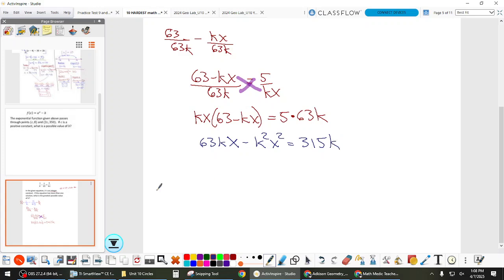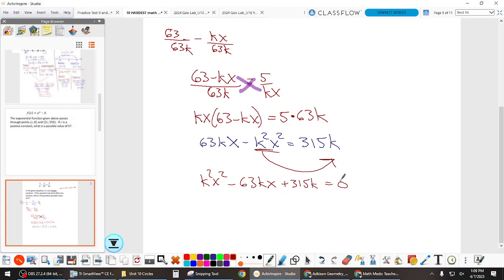Yeah. Okay, so now we see a quadratic. So what do we do with that? Well, we should get stuff together so it looks like a quadratic, right? I'm going to move that over and this over so things are more positive. I don't like this to be negative, that's confusing. So k squared x squared minus 63kx plus 315k.